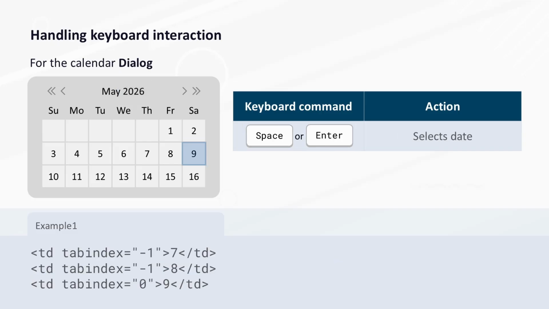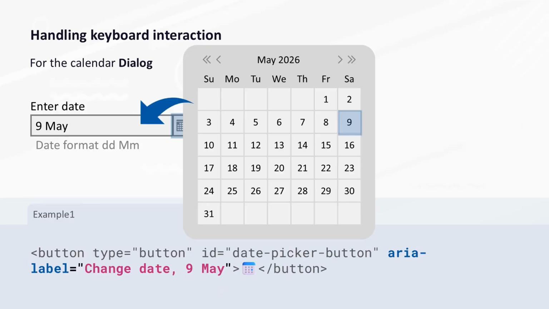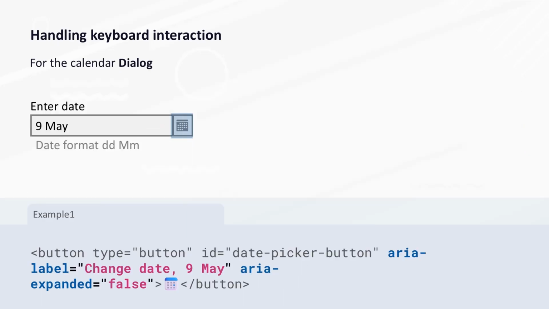For selection of dates, when enter or space is pressed, the focus date becomes the selected date. The newly selected date toggles ARIA selected true. A previously selected date has ARIA selected removed. The input value is updated with the selected date. The calendar button label can also be updated, so it changes from choose date to something more specific, such as change date 24. The dialog closes. ARIA expanded on the calendar button is toggled from true to false, and focus returns to the calendar button.